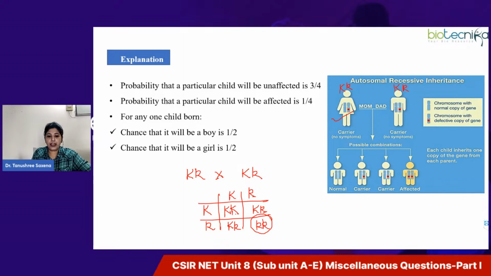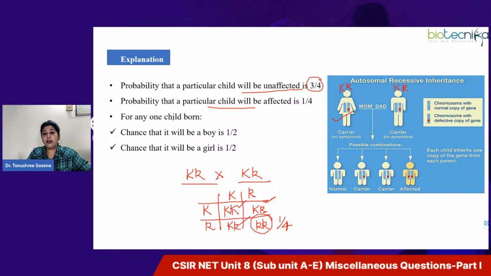So if I ask you the probability of unaffected: if the child is homozygous dominant or heterozygous, the child will be normal, that is, unaffected. So the probability of an unaffected child is 3 by 4, and the probability of an affected child is always 1 by 4 when we are performing a cross. This is like a monohybrid cross. So this is one thing we have calculated, the probability of an affected child.